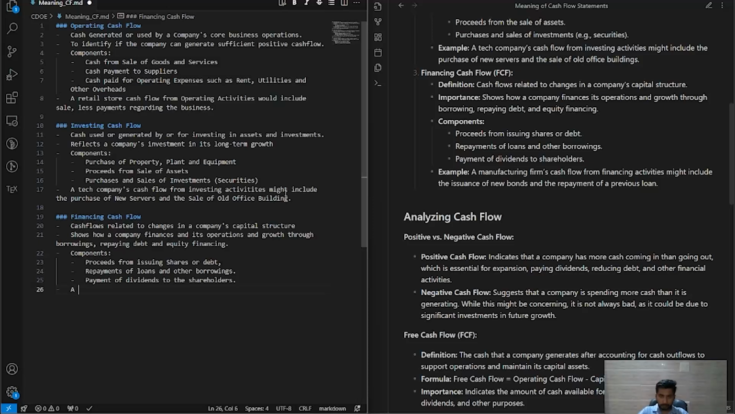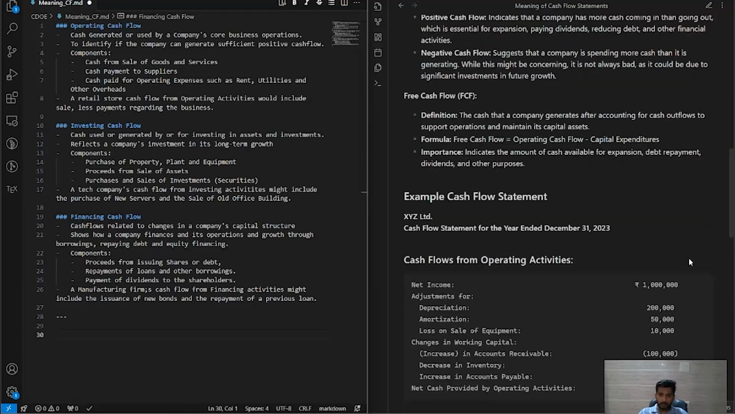For example, a manufacturing firm's cash flow from financing activities might include the issuance of new bonds and the repayment of a previous loan. Okay, so this is the distinction, or I should say, the bifurcation between the three types of cash flows.